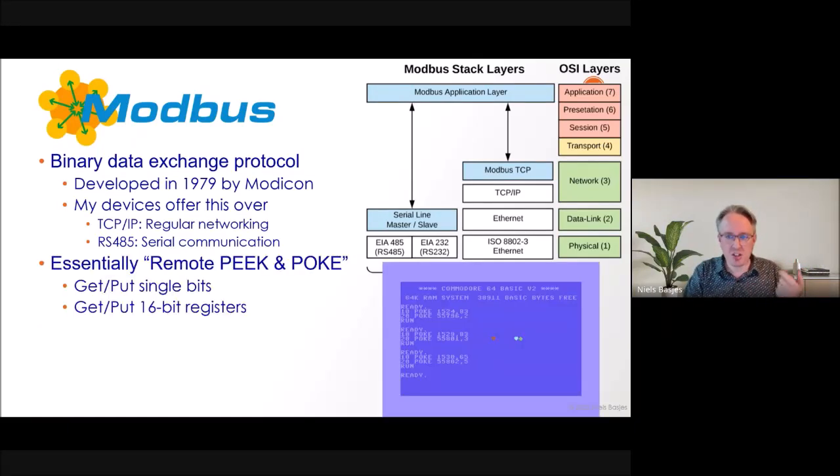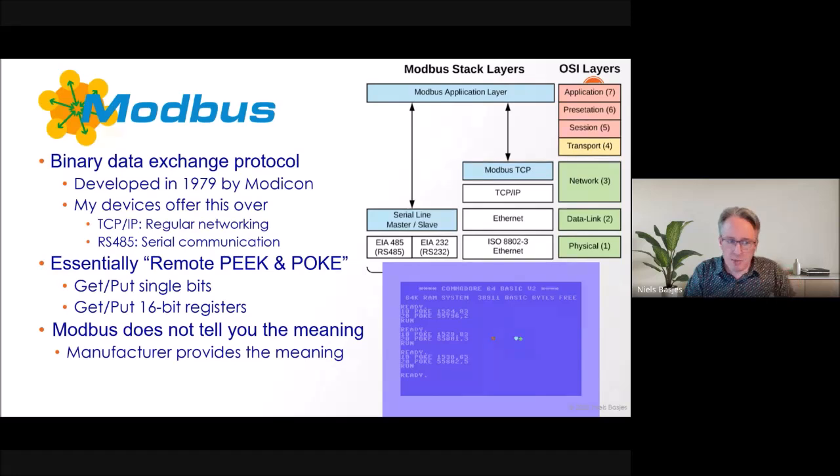And the protocol is essentially a remote peek and poke. Just like we did in the old days on the Commodore 64, which is about the same era, you can get and put either single bits or 16-bit registers. And that is all you had. You had a 16-bit value. And Modbus does not tell you the meaning. It is a completely meaningless protocol in that sense.